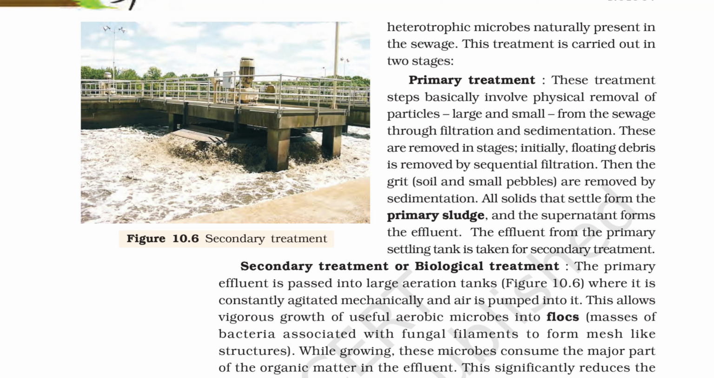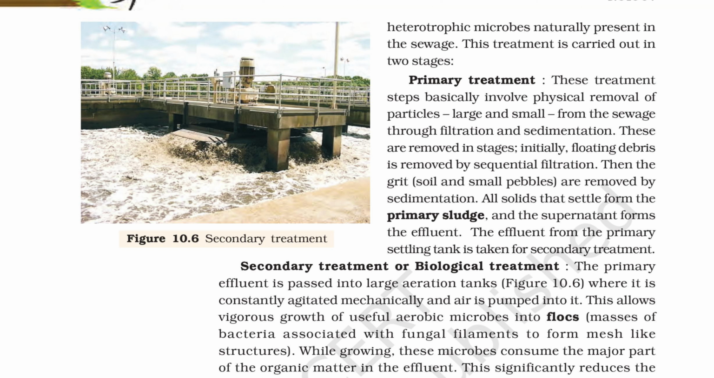Primary treatment. These treatment steps basically involve physical removal of particles large and small from the sewage through filtration and sedimentation. These are removed in stages. Initially, floating debris is removed by sequential filtration. Then the grit, soil and small pebbles are removed by sedimentation. All solids that settle form the primary sludge, and the supernatant forms the effluent. The effluent from the primary settling tank is taken for secondary treatment.